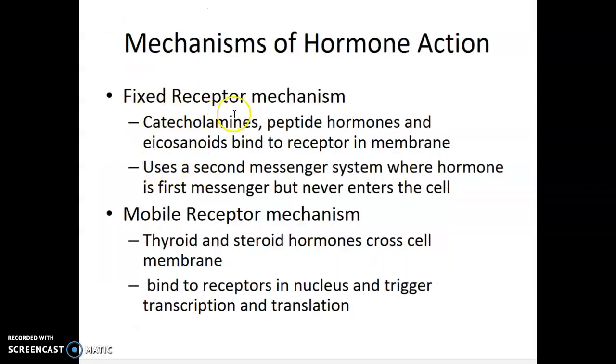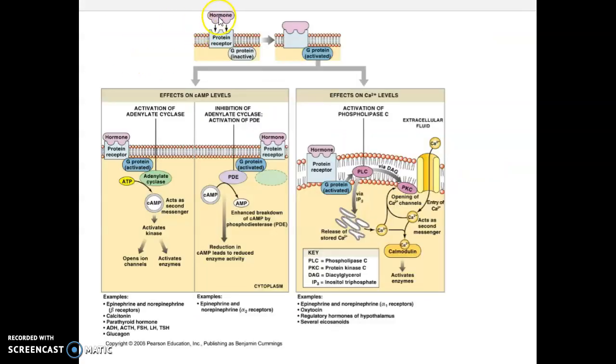Now notice it says fixed receptor membranes use a second messenger system where the hormone is the first messenger but never enters the cell. So again, notice this hormone right here is the first messenger, but it attaches to the receptor. It never enters the cell. But what it does is trigger a cascade of chemical events where it activates a second messenger. Notice this acts as a second messenger. What's significant about that is we get a lot more second messengers than the original hormone. So the first messenger is limited, the second messenger is amplified. We actually call this process amplification.